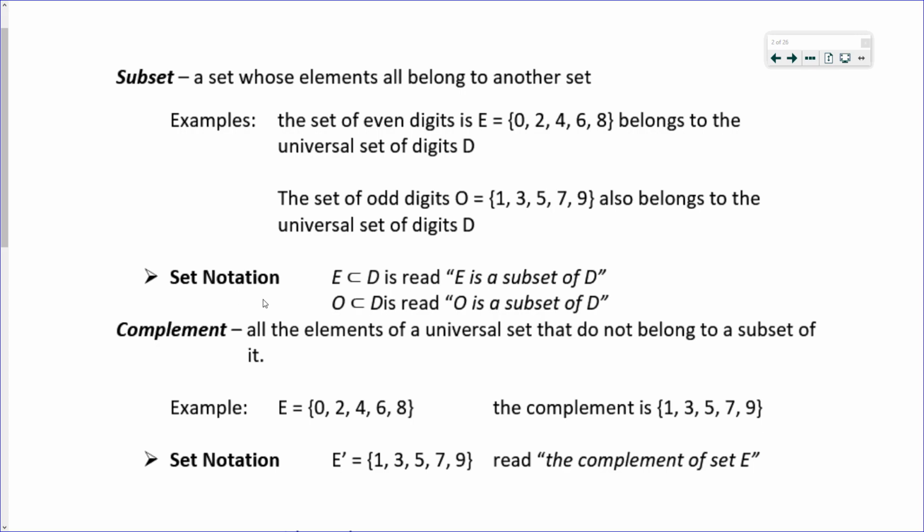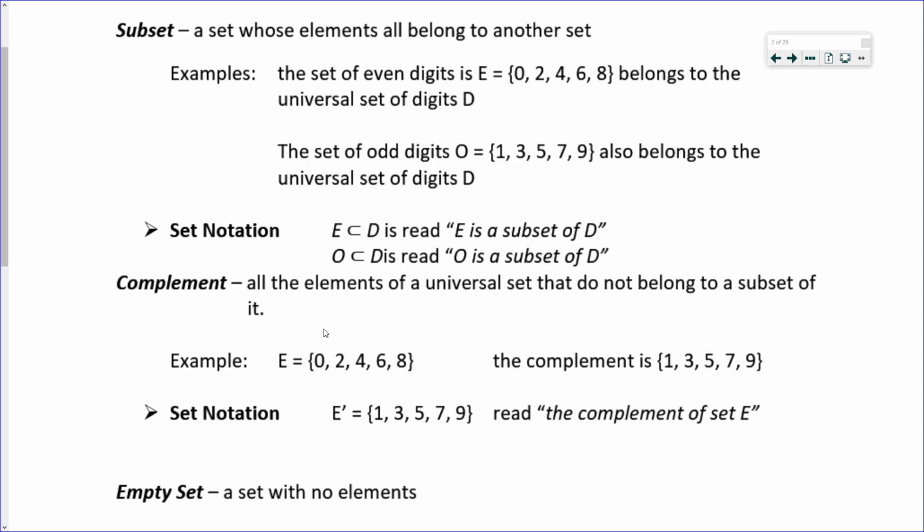I use set notation to show that, which is this long C. So I say E is a subset of D, or O is a subset of D. And so basically every element that's in E is also included in D. Every element that is in O is also in D.